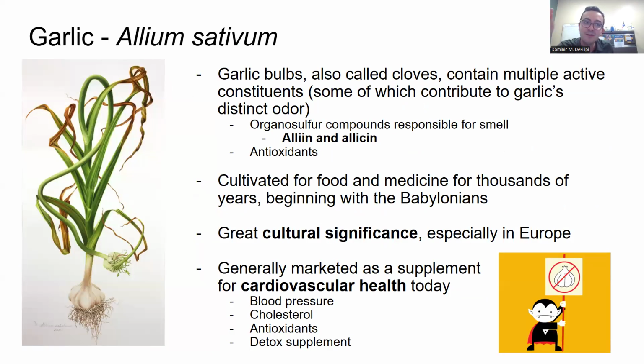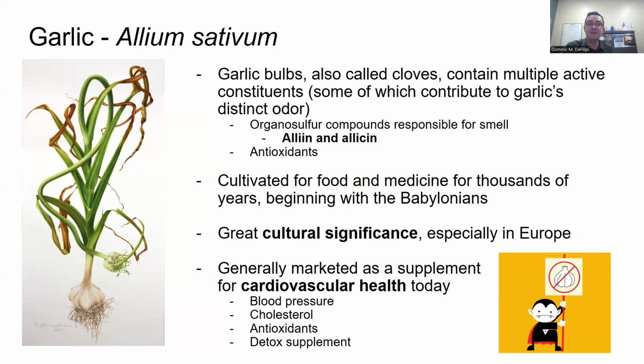But anyway, probably our favorite bulb is garlic, Allium sativum. Garlic bulbs are also called cloves. They contain multiple active constituents, some of which contribute to garlic's distinct odor. Mainly, those are organosulfur compounds responsible for the smell. They're alliin and allicin. Alliin is converted into allicin, and as a metabolite, it's broken down when it reaches your body and your body starts metabolizing it. That's where we get garlic breath, because it breaks those organosulfur bonds, and what comes out? Garlic breath, because those bonds are being broken.